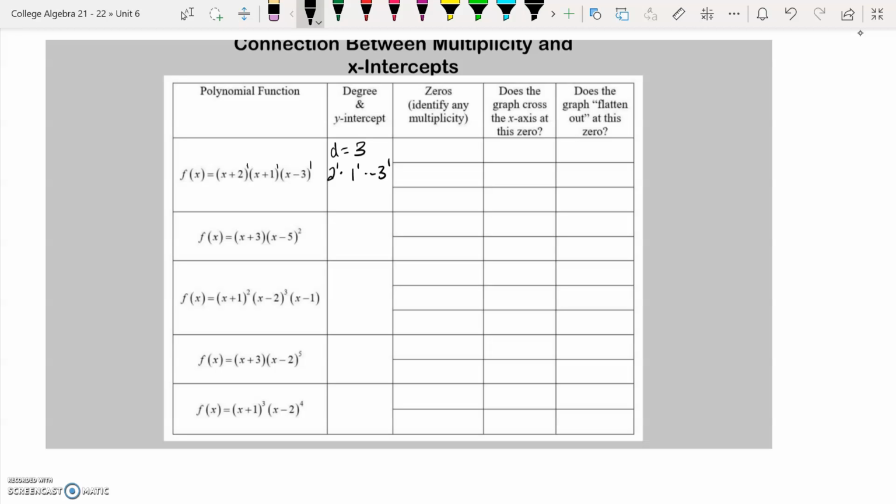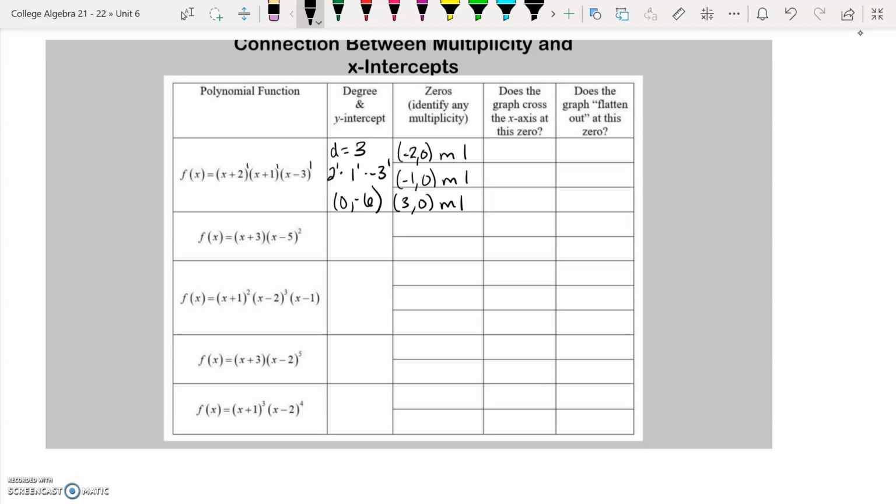So it's all really just multiplying 2 times 1 times negative 3, which would be negative 6. And I bet if you graphed it on Desmos, that's what you would get. So the zeros, you would have negative 2 comma 0 with a multiplicity of 1. You would have negative 1 comma 0 with a multiplicity of 1. And you'd have 3 comma 0 with a multiplicity of 1.